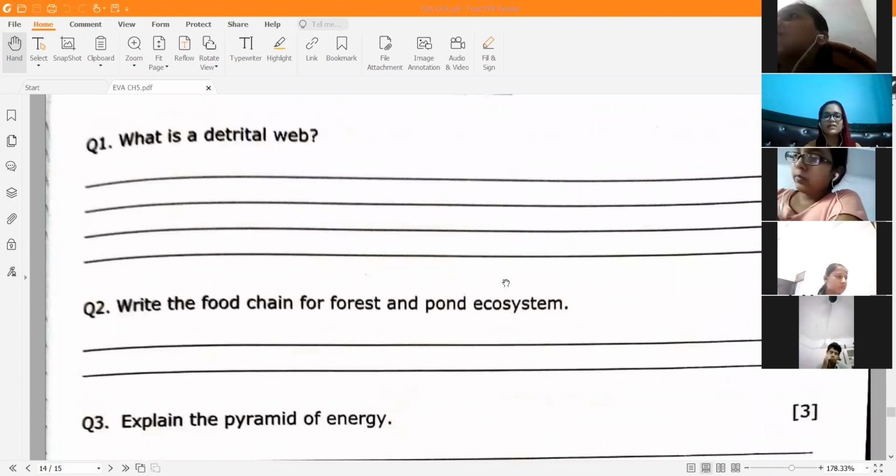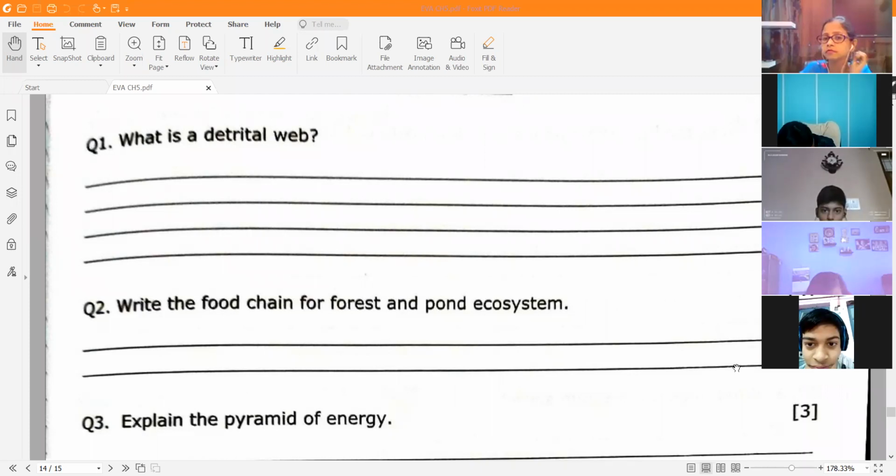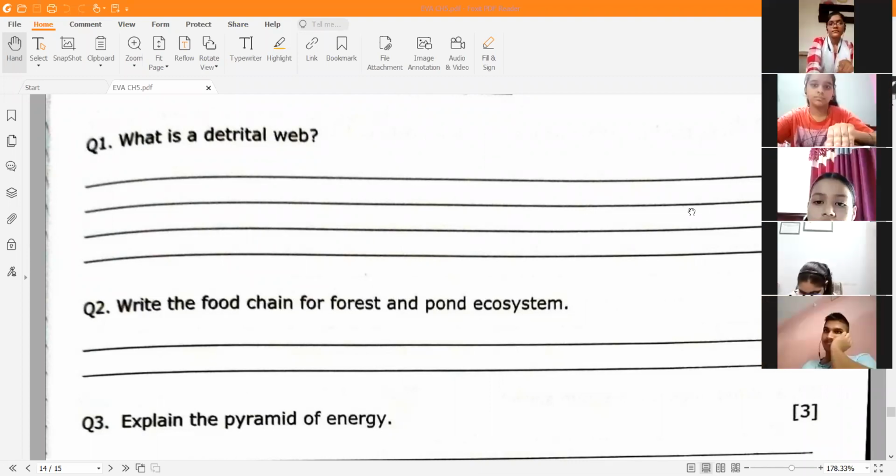So who can give me one example for forest ecosystem? Like in a forest ecosystem, what can be a food chain? And in a pond ecosystem? Give me examples for this. Irna, give me an example for the forest ecosystem. Example of food chain in a forest ecosystem. Sanskar, by then you think of a pond ecosystem. Irna will answer and then you will answer for it. Irna, unmute.